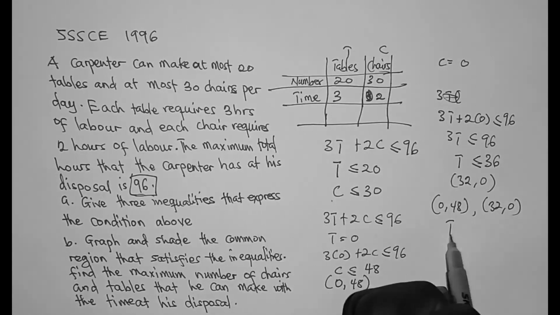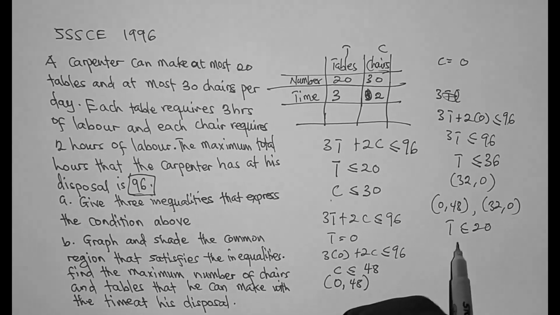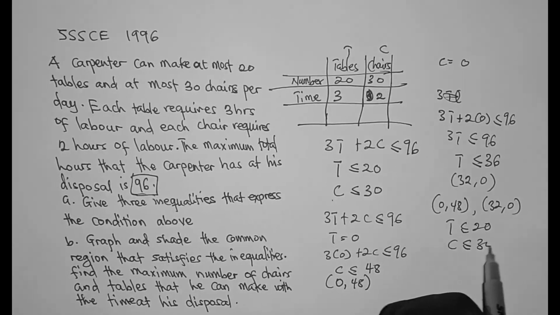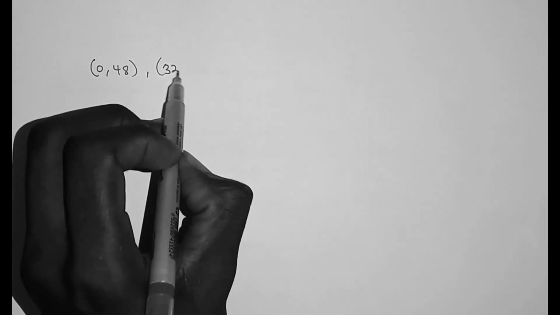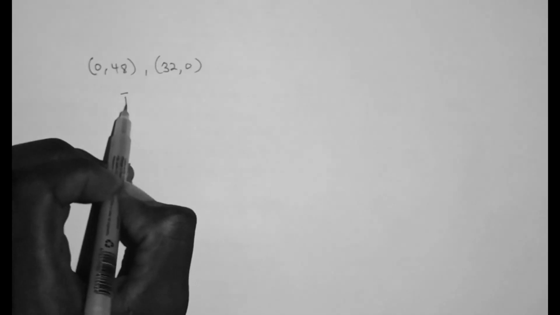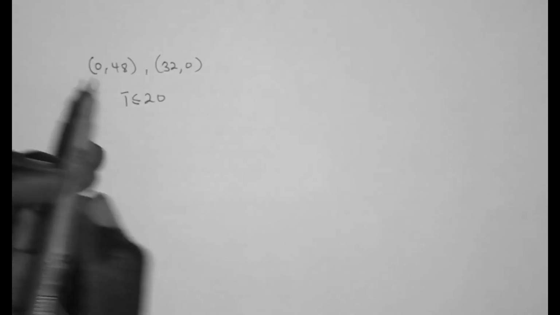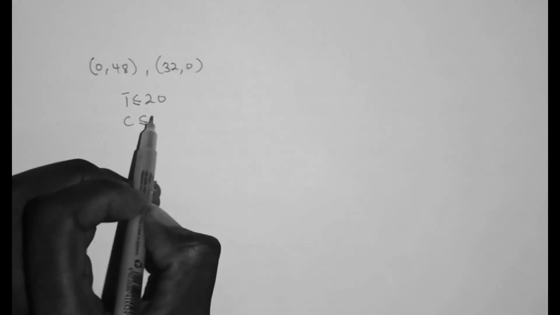Then we have T is less than or equal to 20, and C is less than or equal to 30. So let's go ahead and then graph this. So we have the point 0 and 48 and then 32, 0. Then we also have T less than or equal to 20, then C less than or equal to 30. So let's go ahead and graph these points on it.